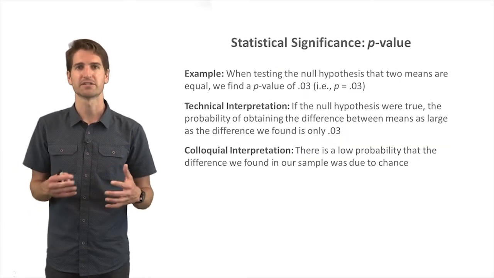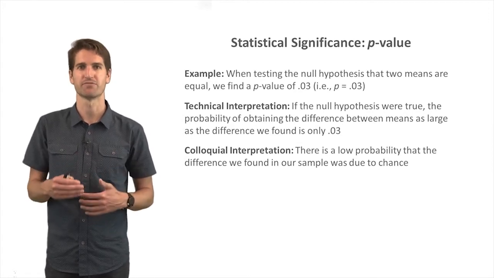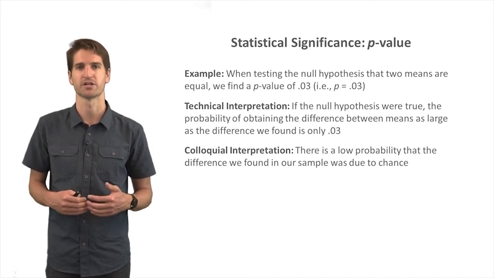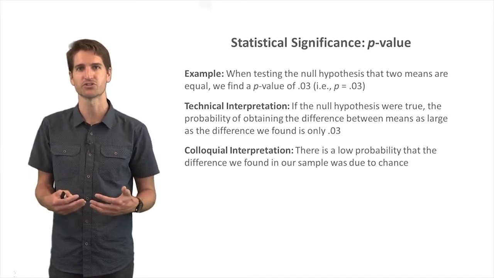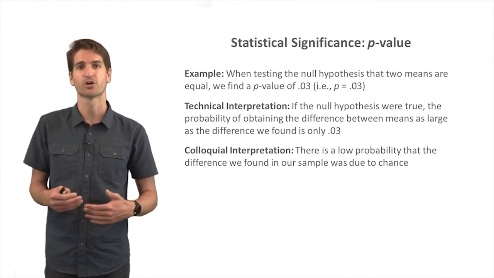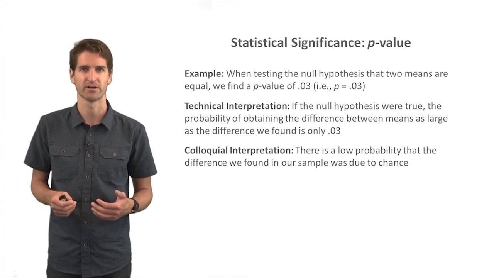So let's talk about an example here where we'll interpret this example using two different levels, the technical interpretation and then the more colloquial interpretation of the same finding. The technical interpretation is going to be in line with how a statistician would interpret it. The colloquial interpretation is more in line with how you might explain this to someone else.